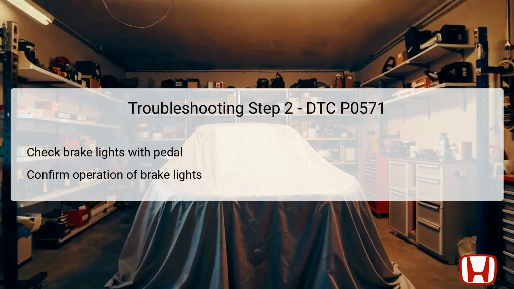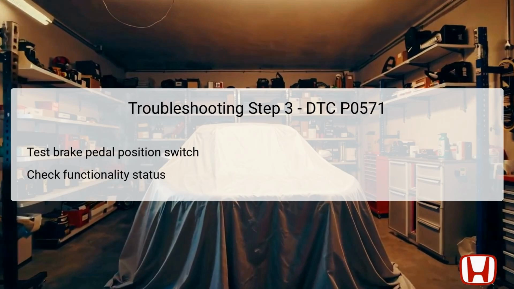Depending on the outcome of this observation, the technician will proceed to the next appropriate troubleshooting step. Step 3 focuses on directly testing the brake pedal position switch. This switch is critical in determining whether the brake lights function correctly and is integral to vehicle systems that rely on accurate brake status information. A functional testing process will involve using a multimeter to assess the switch's continuity and operational integrity.